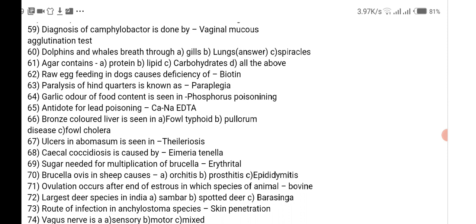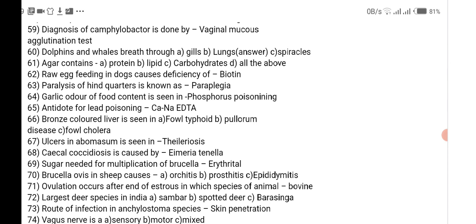Bronze colored liver is seen in fowl typhoid, bullworm disease, fowl cholera, don't know. Ulcer in abomasum is seen in theileriosis. Cecal coccidiosis is caused by Eimeria tenella. Sugar needed for multiplication of Brucella is erythritol.